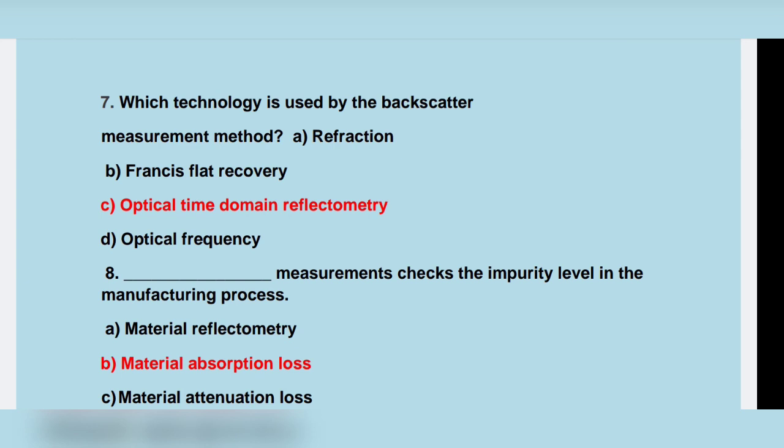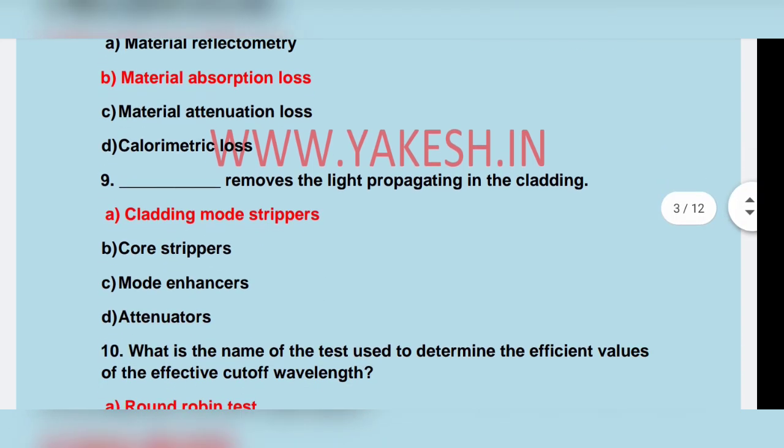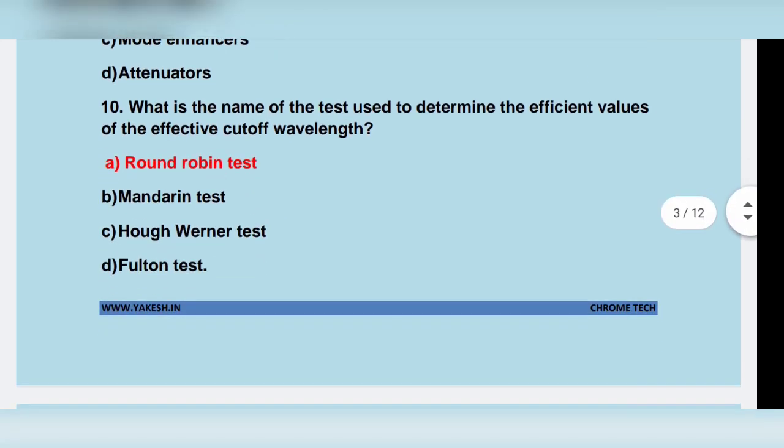Which technology is used for backscatter? Option C. Optical time domain reflectometer. Dash measurement checks the impurity level in the manufacturing process. Material absorption loss. Dash removes the light propagated in the cladding mode, stripper. What is the name for the test used to determine the efficient values of the effective cutoff? Option A. Round robin test.